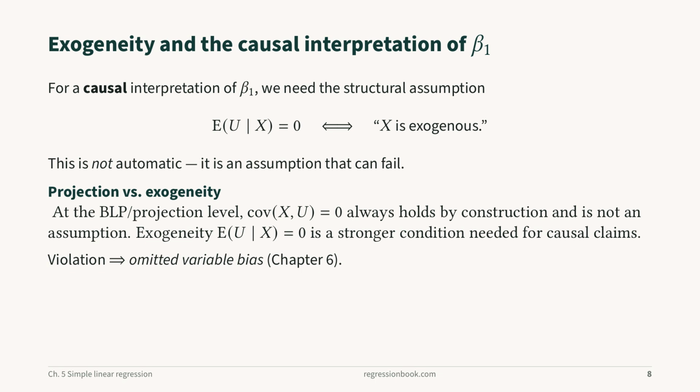The causal reading needs its assumption stated exactly. The expected error given x is 0. In words, x is exogenous. This is not automatic. At the projection level, zero covariance between regressor and error holds by construction and asserts nothing. Exogeneity is the strictly stronger conditional mean condition that causal claims require. When it fails, we get omitted variable bias, the centerpiece of Chapter 6.